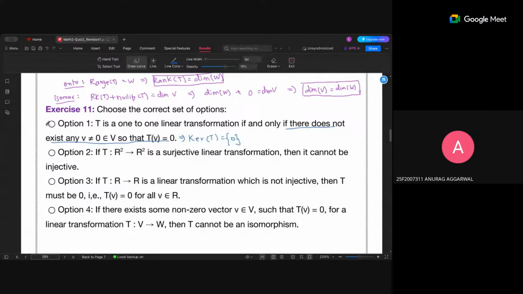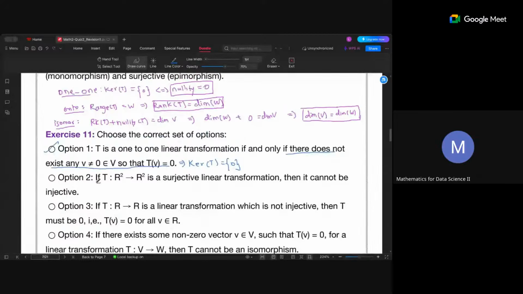Now, how is the kernel 0 in this case? Because there are no non-zero vectors in the kernel. That's what they are saying, right? Kernel is the set of all v such that Tv equal to 0, and in that set, they are saying there are no non-zero vectors. Okay, fine, ma'am. Thank you.